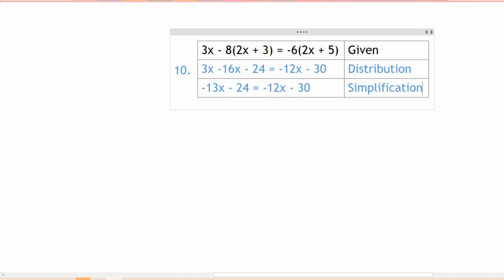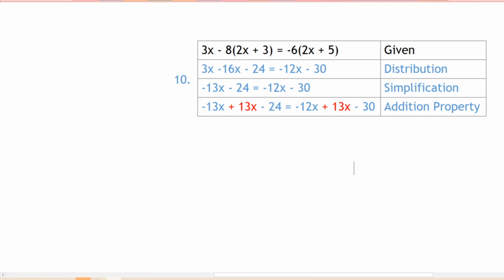Okay. Next, which one of these two is smaller, do you think? Is -13 smaller, or is -12 smaller? And if you said -13, you're correct. So I'm going to transform so that I move that -13 to the right side. So add 13x to both sides. Notice that you have created a zero pair right here. -13x plus 13x, that's 0.